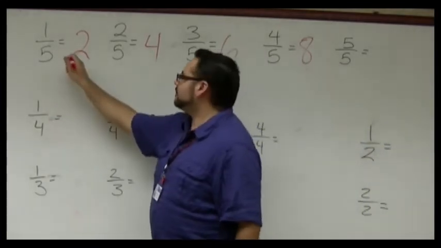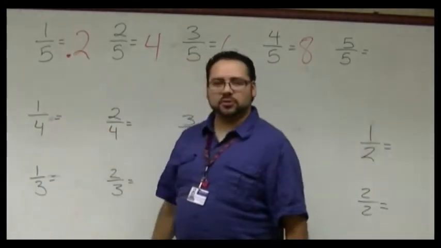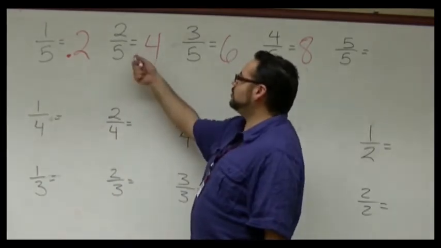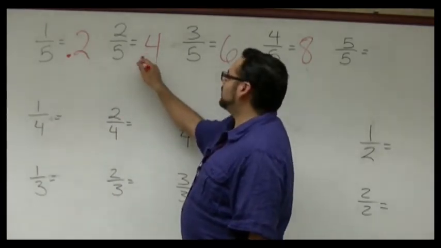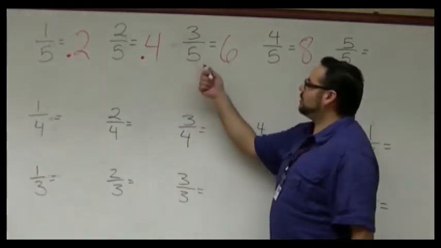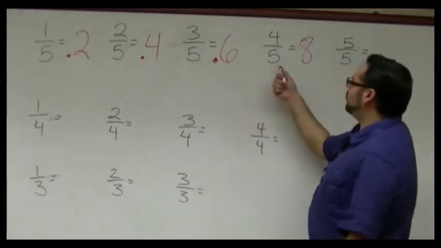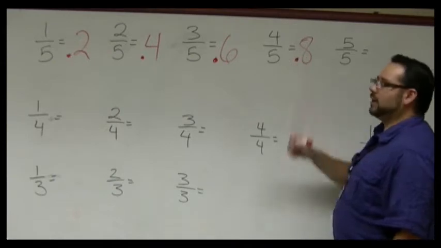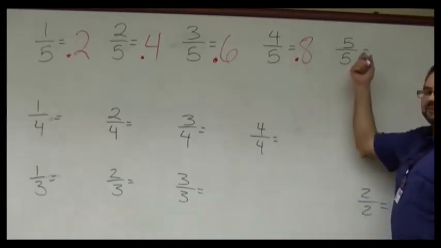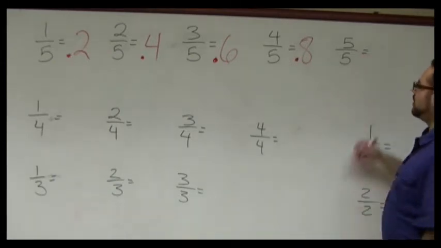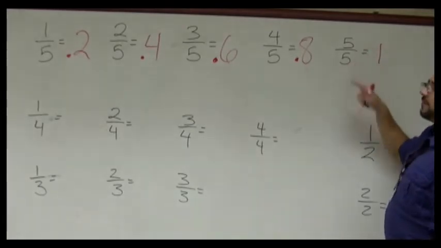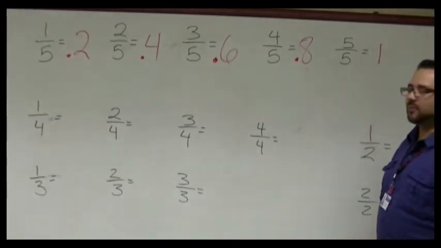1/5 is 0.2 as a decimal. 2/5 is 0.4. 3/5 is just 0.6. 4/5 is 0.8. And guess what? 5/5 is 1 whole, because you have 5 over 5. So that always makes it 1 whole.